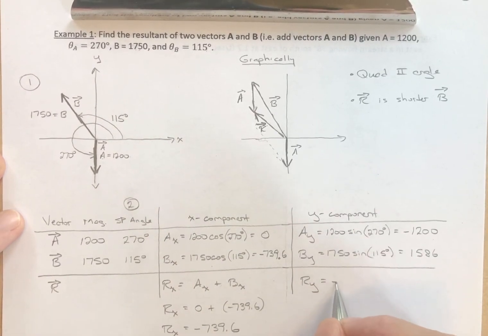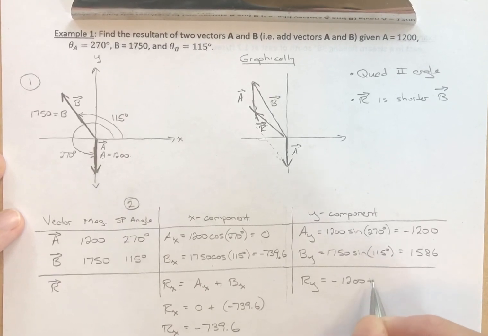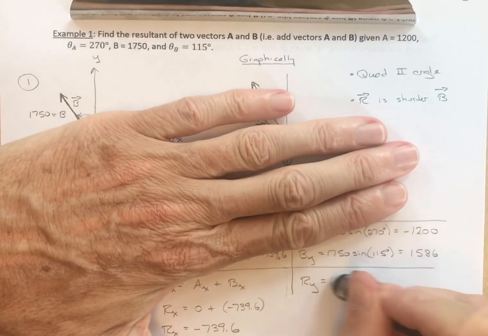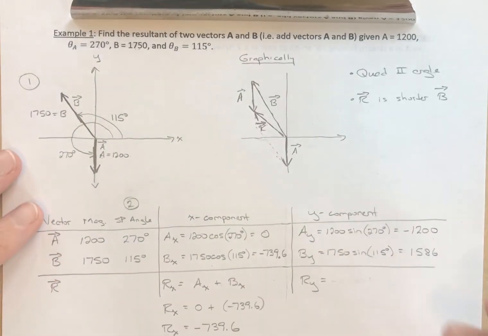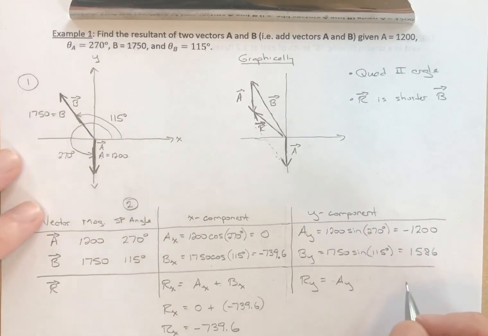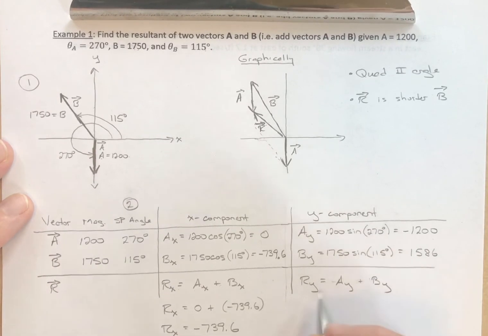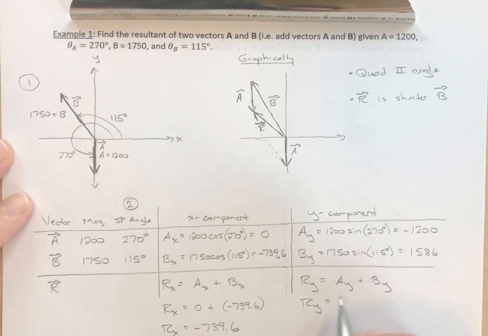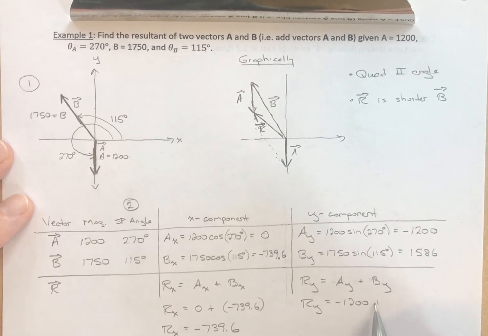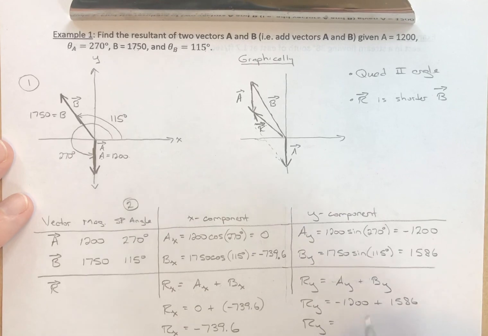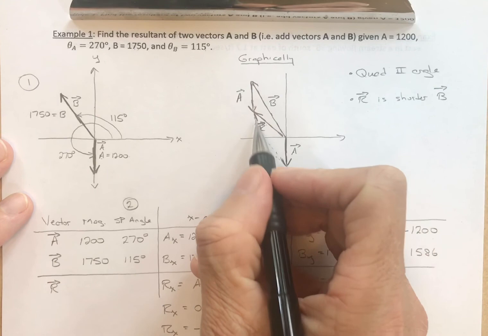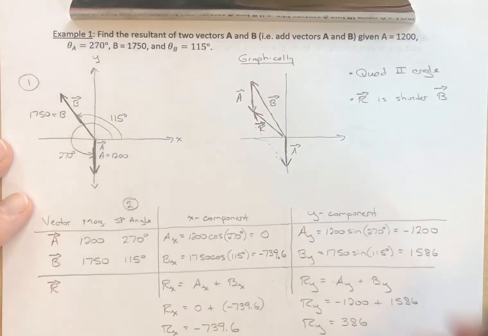And we know that if I add those two up, I will get the y component of the resultant vector. Let me do my other step first. Sorry about that. I'm going to add up the y component of A plus the y component of B, negative 1200 plus 1586, and the y component of the resultant vector is going to be 386, and we know it's positive because here's the resultant vector, it's positive.